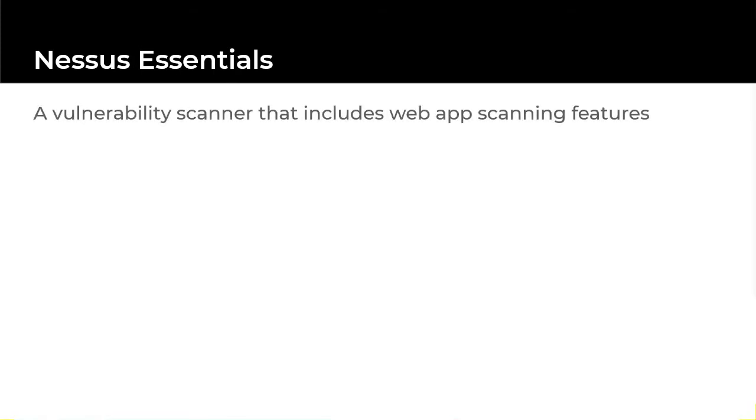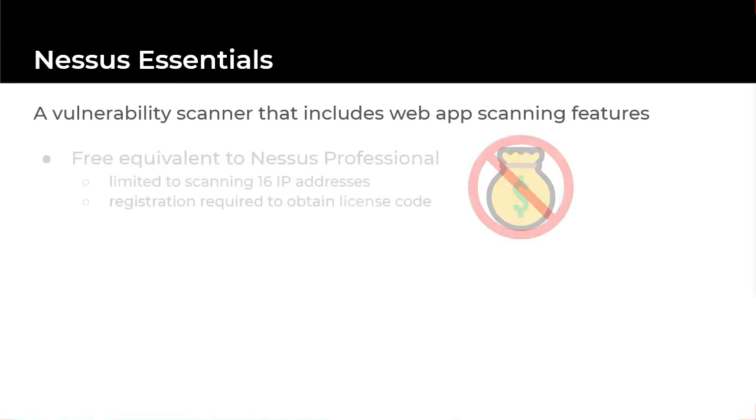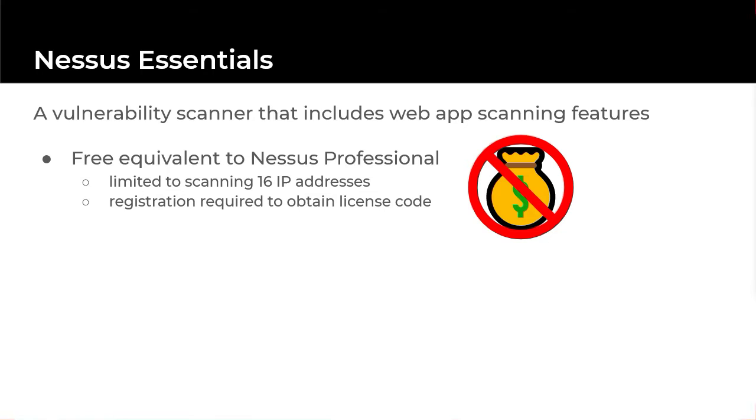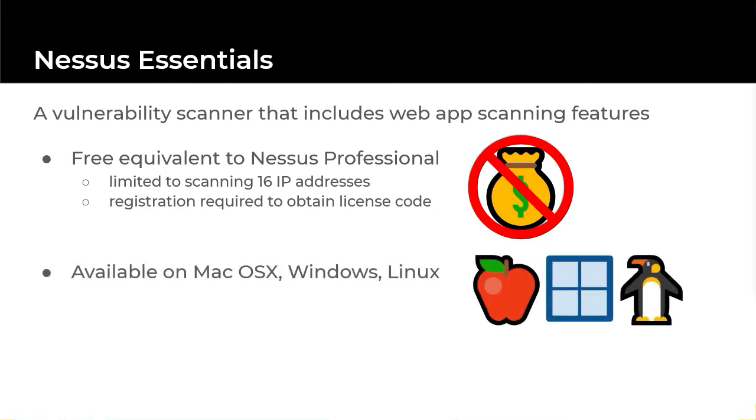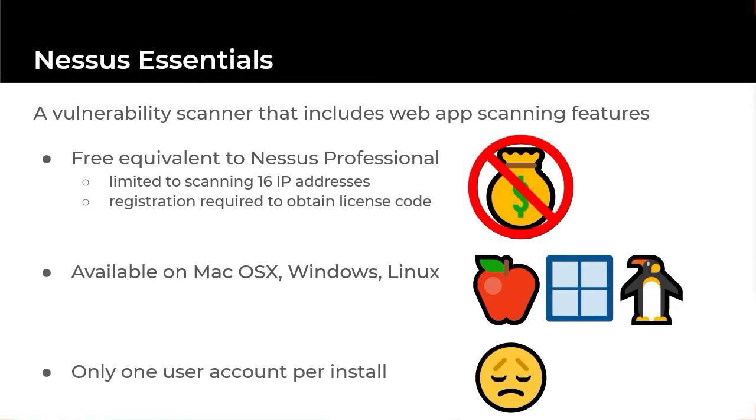Nessus Essentials is not solely a web app scanner, but it includes web application scanning features. It's essentially equivalent to Nessus Professional, but it is limited to scanning 16 IP addresses. You do need to register to obtain a license. There are a few other limitations, but they don't affect web app scanning. It's available for most platforms, including Mac, Windows, and Linux, and even FreeBSD. And there is a big drawback, which is that there's only one user account per install. This can be frustrating if you want to let others access the interface, but you can export and distribute reports.